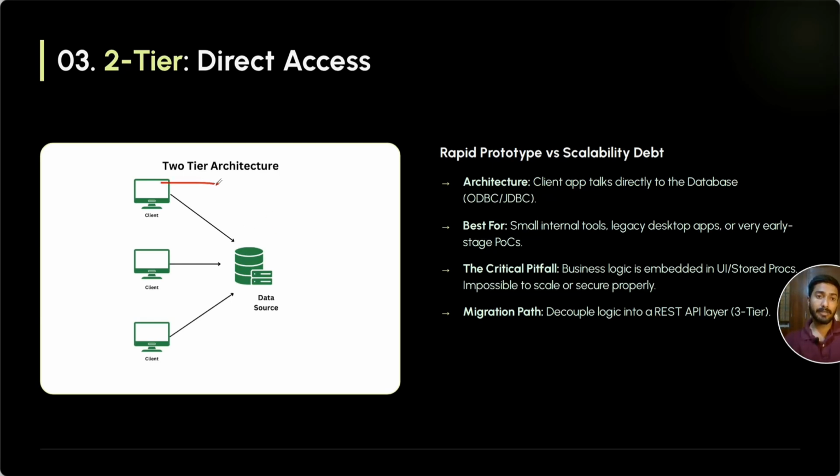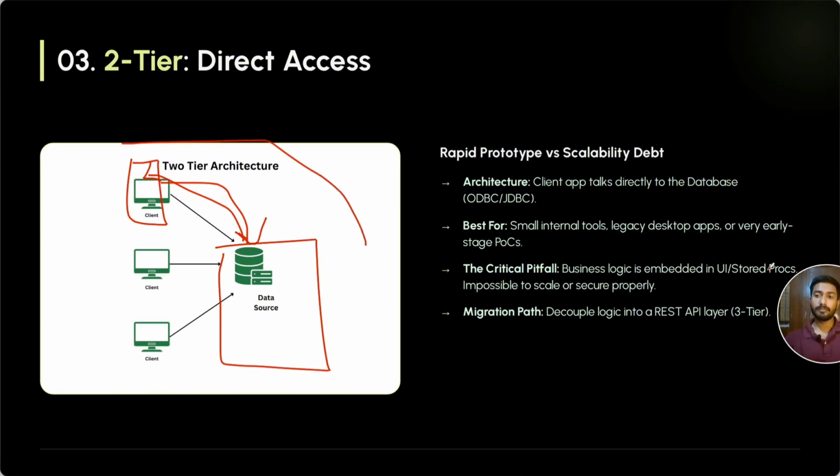So basically, here you can see client is directly communicating with the database layer, and here it is exposing all the data at client side. So this kind of system, basically, whenever we are doing any POCs where we don't have to think about architecture or any other things, bottlenecks or other things, we generally prefer this two-tier architecture. So I hope you are clear with the two-tier direct access architecture. Now we'll talk about three-tier architecture.